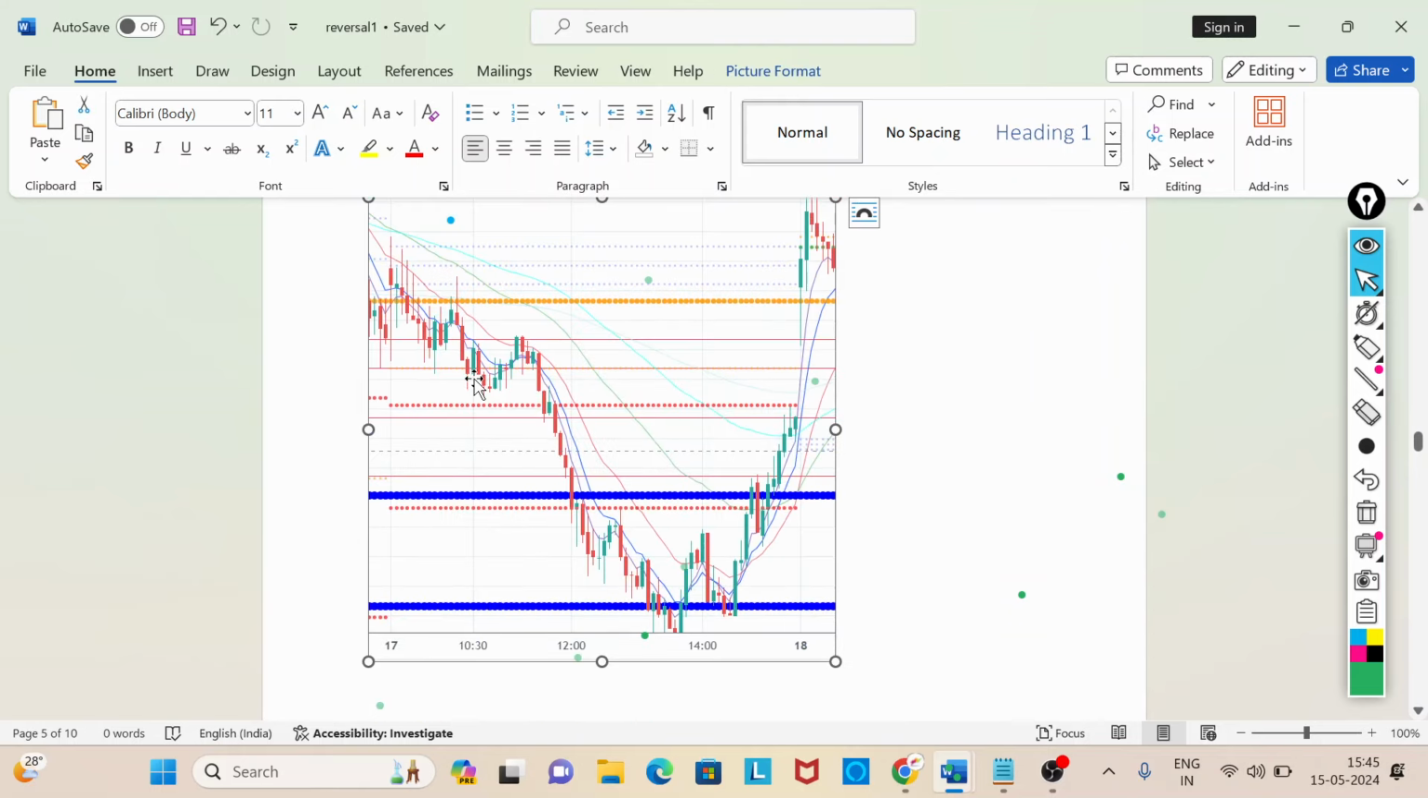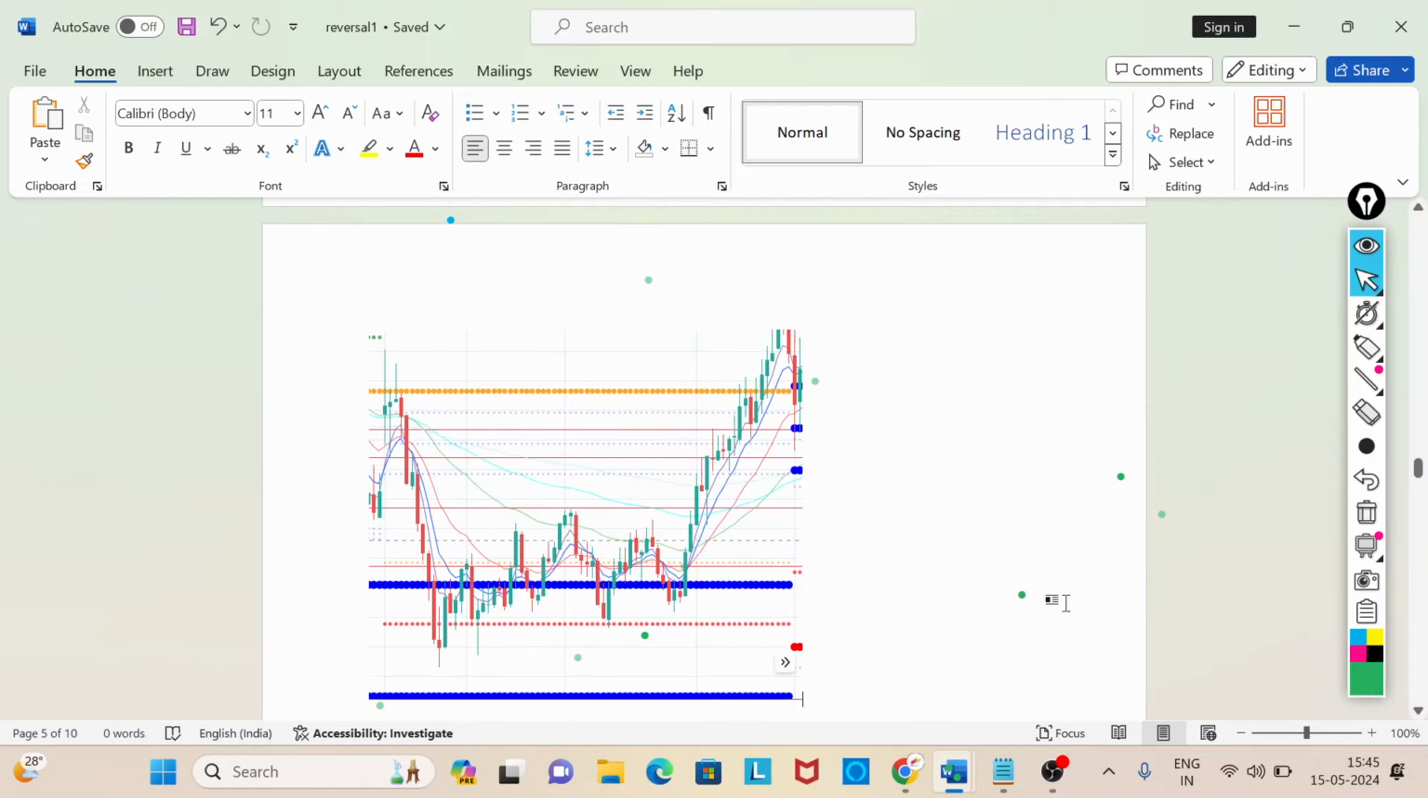Okay, same scenario. Everywhere it touched the 5 MA. Here it didn't touch the 5 MA, but it never crossed this point. Here also it didn't touch the 5 MA, but it didn't cross this point. Only here I actually captured properly. Here it didn't touch the 5 MA. It went up to this, and again we see an M kind of breakout. As soon as it breaks here, we could have entered. One more opportunity there.